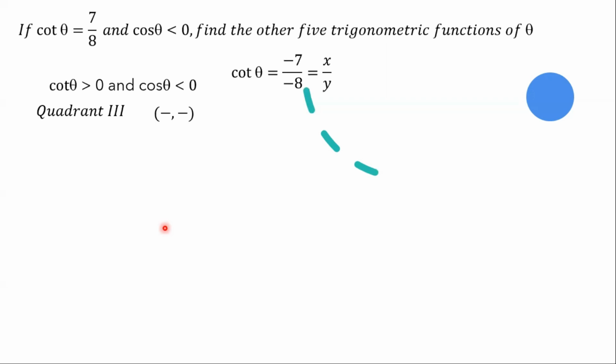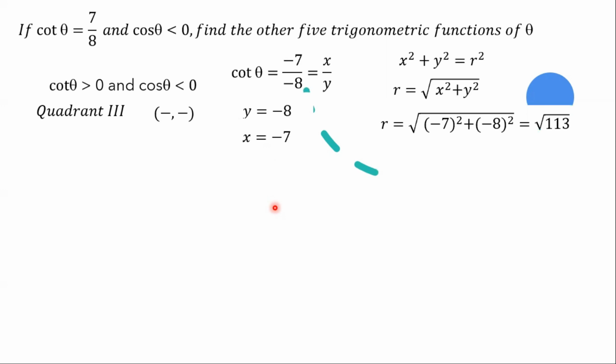Now, since the given function is cotangent theta, and cotangent is x over y, and it is located on the third quadrant, x is negative 7 and y is negative 8. So if x is negative 7 and y is negative 8, then the third side, the hypotenuse r, is equal to the square root of x squared plus y squared. So r equals the square root of 113. Take note, r is always positive.